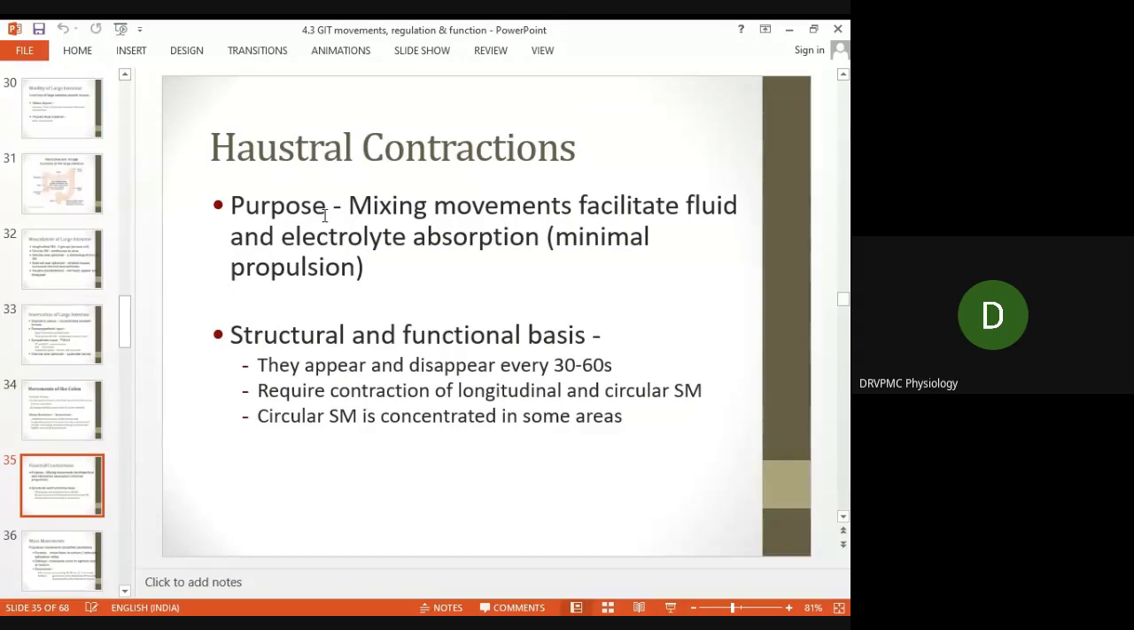The purpose of these haustral contractions is mixing. Mixing movements facilitate fluid and electrolyte absorption. Thus, there is minimal propulsion. Food is not propelled forward, but mixing mainly allows for the absorption of fluid and electrolytes. Structural and functional basis: they appear and disappear every 30 to 60 seconds, and require contraction of longitudinal and circular smooth muscle. Circular smooth muscle is concentrated in some areas.